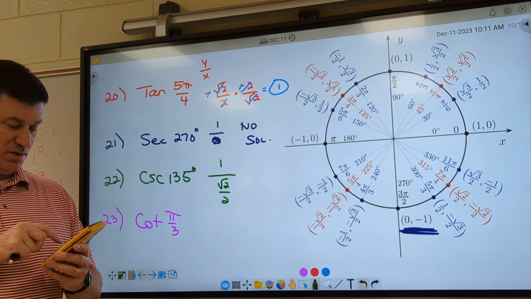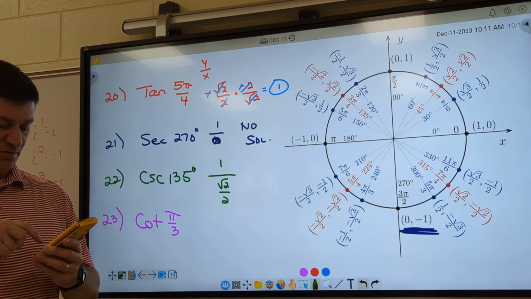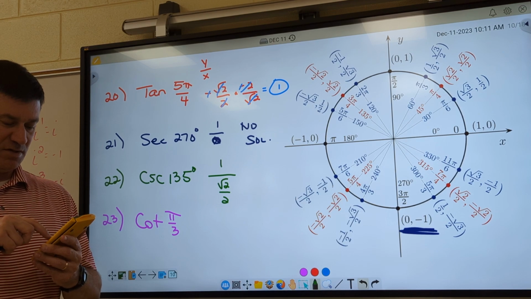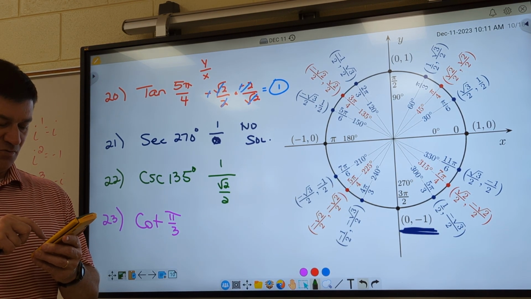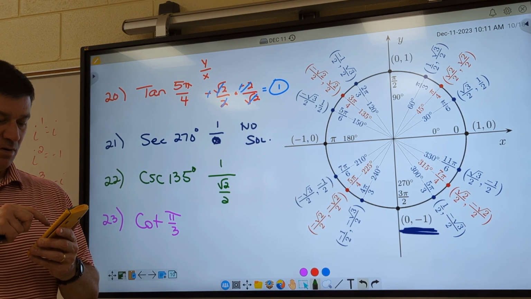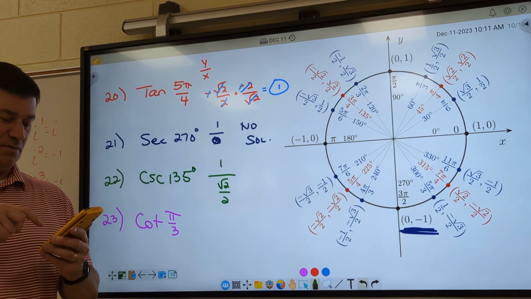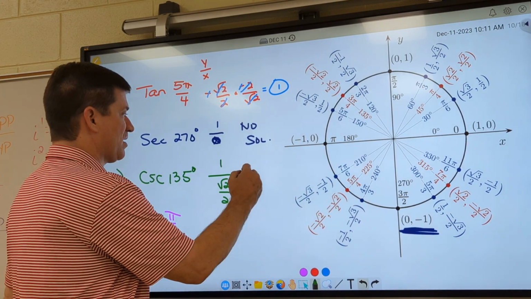Bottom is root 2 over 2. I messed up. Start over. All right, 1 on top. Bottom is root 2 over 2. I did it right that time. It's 1. I got root 2 on my calculator.